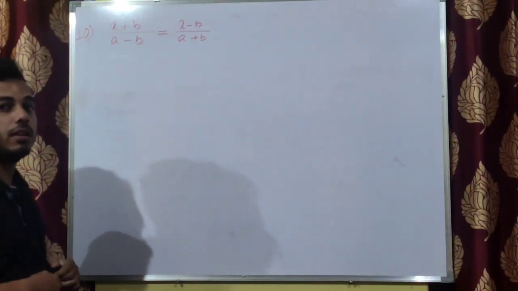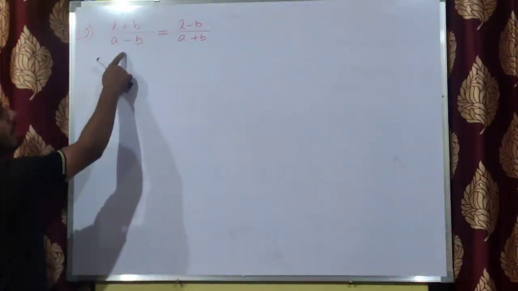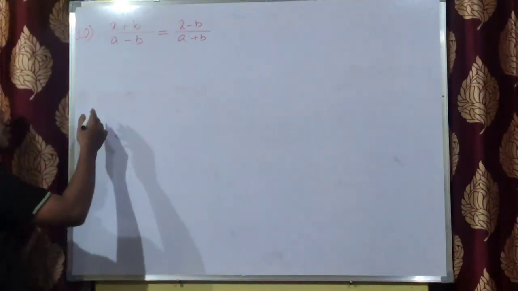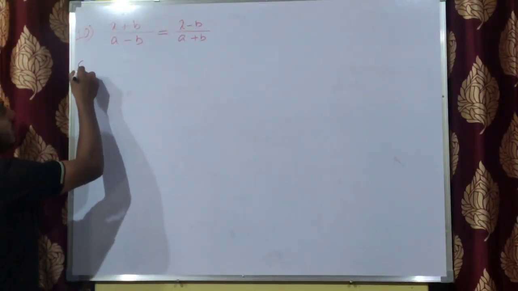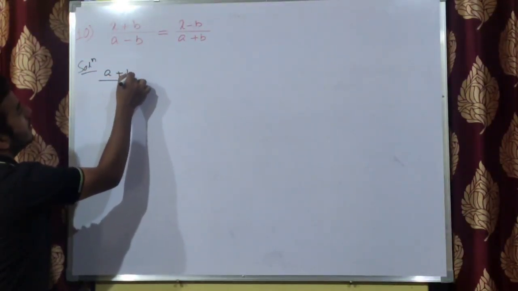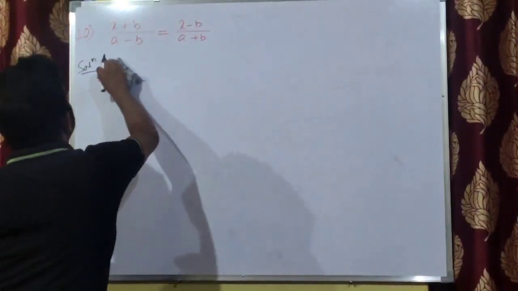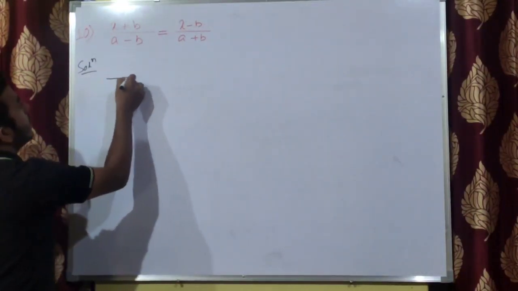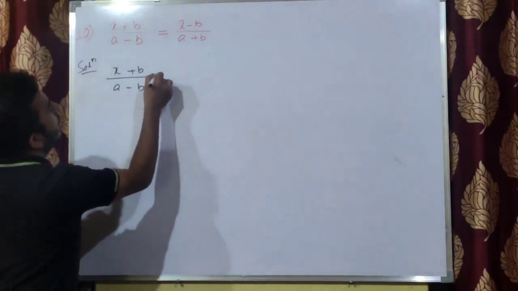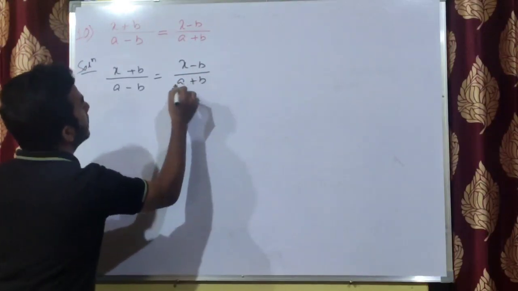So now come to our next question, that is question number 10. What is it? x plus b by a minus b equals x minus b by a plus b. So let us start solving the equation. First of all, we will write solution: x plus b by a minus b equal to x minus b by a plus b, right?